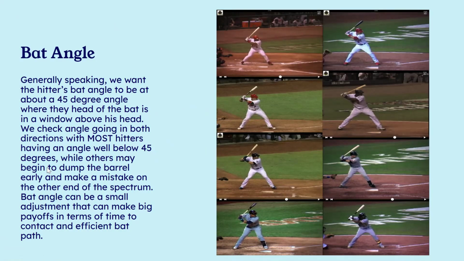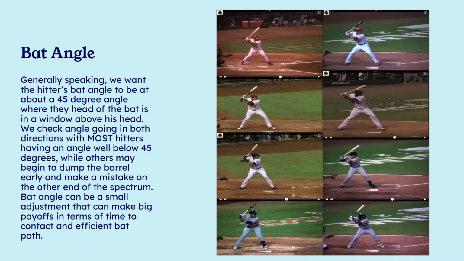Again, we check our angle going in both directions. We have guys who have an angle well below 45 degrees, and I would say that most of our hitters who have bad angle issues are below 45 degrees, while others begin to dump the barrel early and make a mistake on the other end of the spectrum, where you see it starting to open up really early in the swing process and get disconnected from that back shoulder.